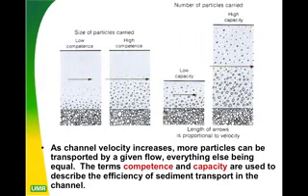Again, these are just some different diagrams showing you how effective a river may be at transferring that sediment. The terms competence and capacity are used to describe the efficiency at which sediment can be transported. So the capacity is how much it could actually carry, and competence is really how much it is carrying.